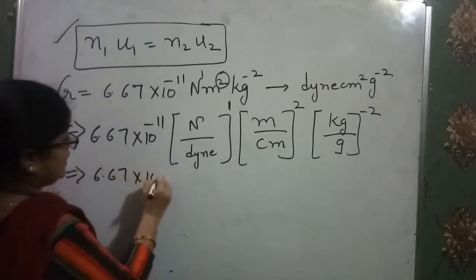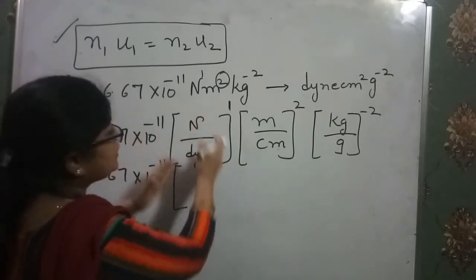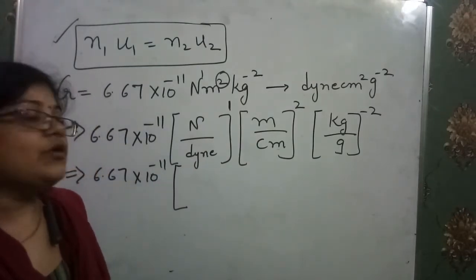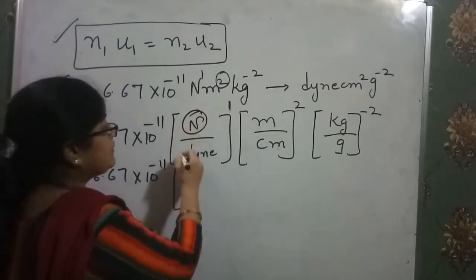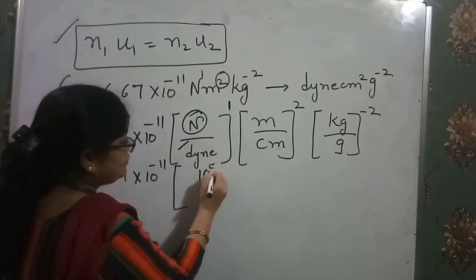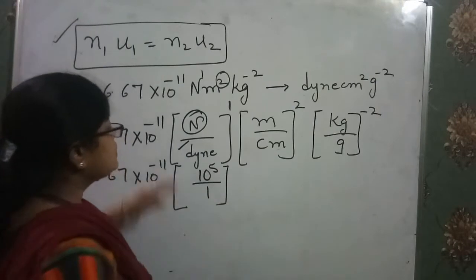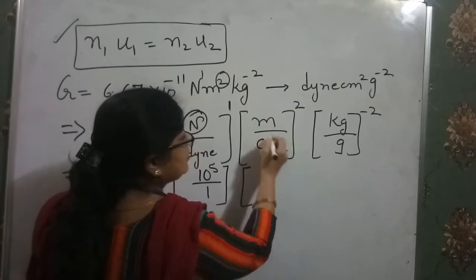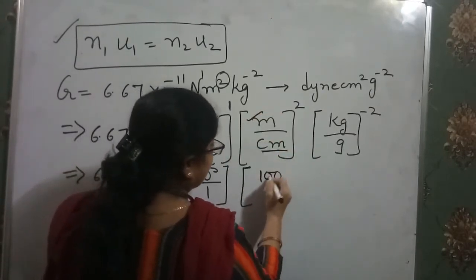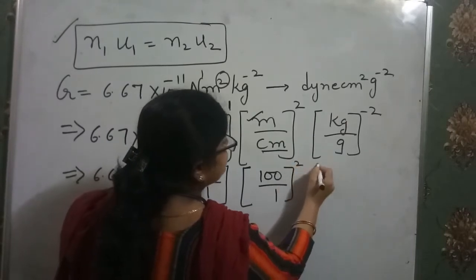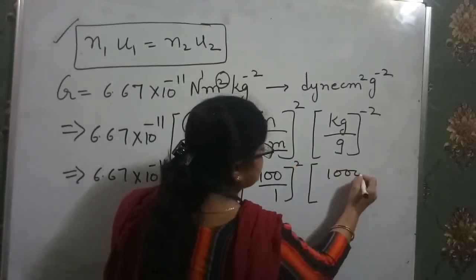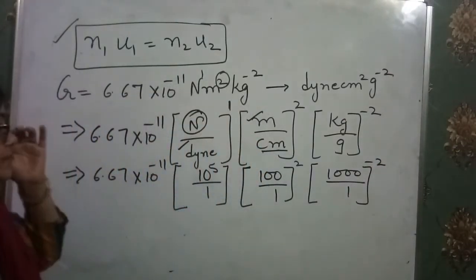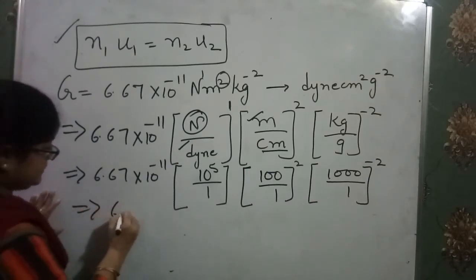Second step. In the second step, we convert the units in the same system and generally convert the units in the smaller system. So we know Newton is the bigger one and dyne is the smaller. So we have 10^5 over 1 because 1 Newton is equal to 10^5 dyne. Now here we have centimeter is a smaller one, meter is bigger one. So it is 100 over 1 to the power 2. Now here kilogram, as we know, 1000 over 1 to the power -2. I think it's clear.